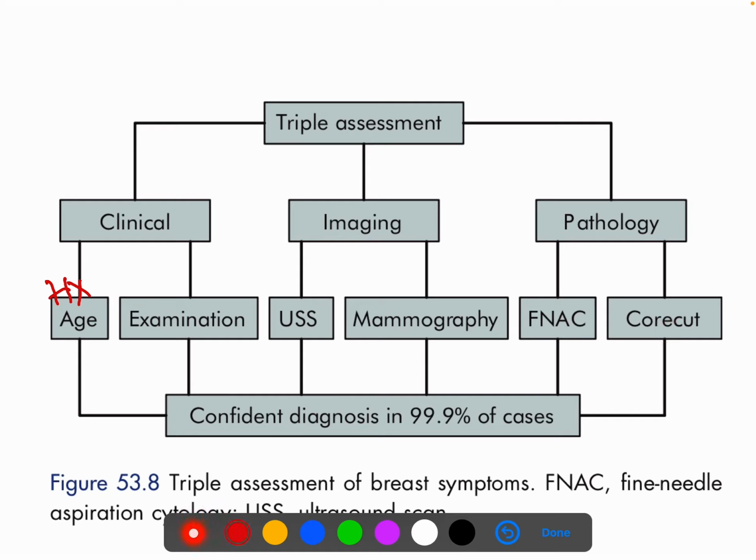يوصل confident diagnosis from these three اللي هي الكلينيكال والايميجينج والباثولوجي إلى 99.9% of cases. This is very important, should concentrate on it because it gives a 99.9% confident diagnosis of cases.